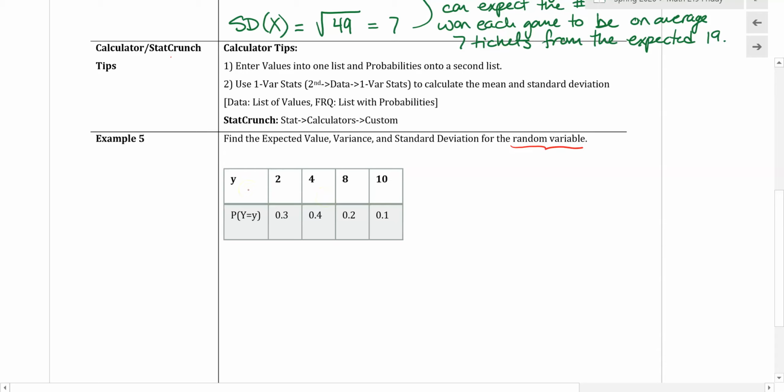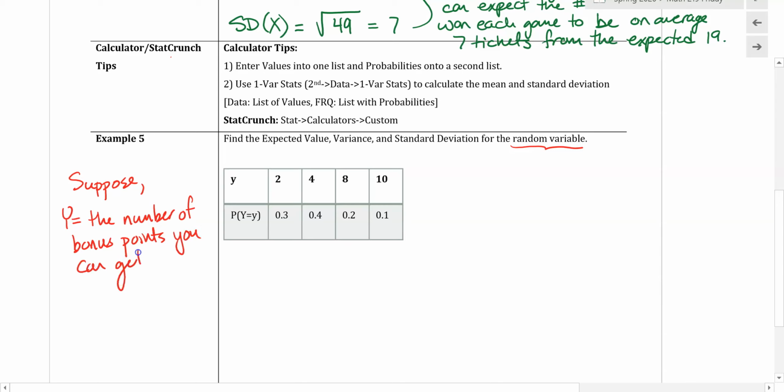They don't tell us what y represents, and I think we should always label what our random variables are. So let's say that y equals the number of bonus points you can get on an exam. Okay, so for example, I guess I can get either 2, 4, 8, or 10 bonus points on this test. Because remember, a probability distribution function lists every possibility and then ties to it the probabilities of each event occurring. So these are the only possible bonus points you can get on a test. You can get 2, 4, 8, or 10.